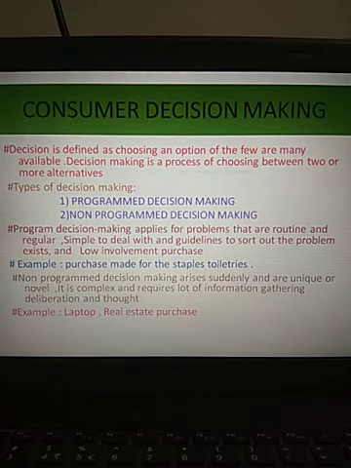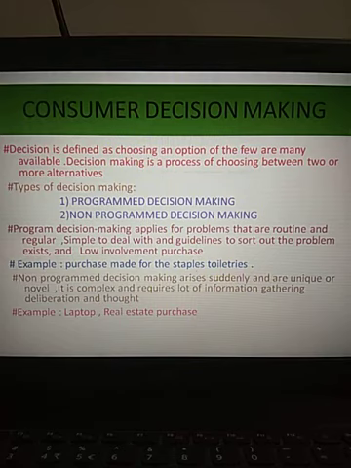So how do we define a decision? A decision is defined as choosing an option from the few or many available. Decision making is a process of choosing between two or more alternatives. Whatever option you select should satisfy the norms you framed. Many things can be assumed as norms, in terms of the price, the color, the brand, the features, and so on.